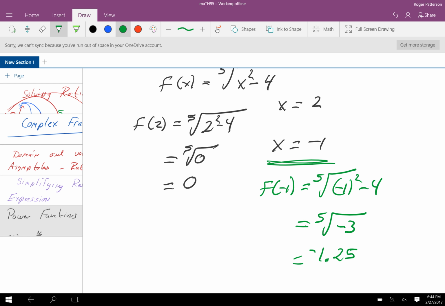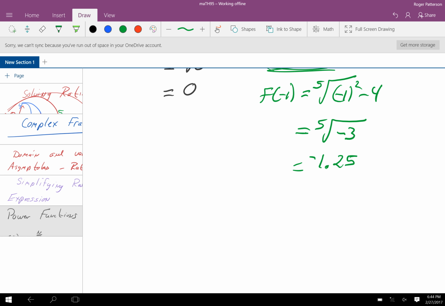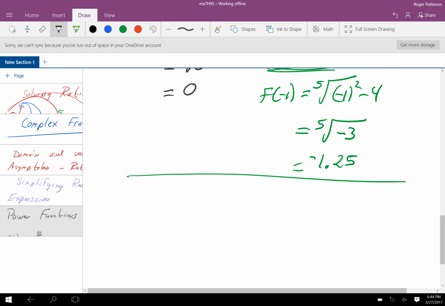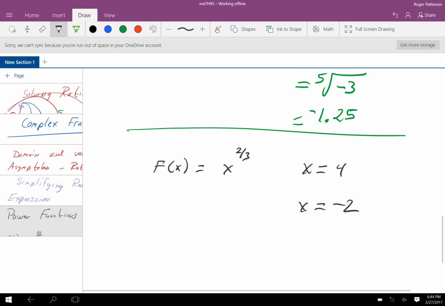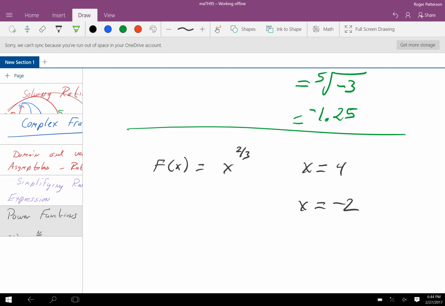And then they keep going with this idea. So then they say, okay, we're going to do the same thing, except this time we're going to write it as a power function, so like 2/3. And so we want to know when x is, say, 4, and when x is negative 2, we'll say. All right. It doesn't change anything, though. You're still going to do the same thing.